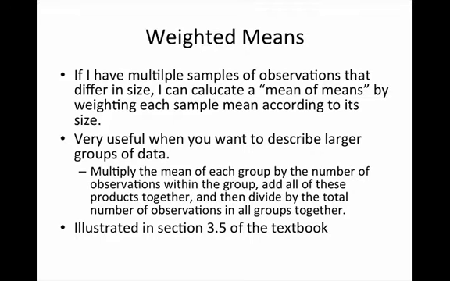So if I have multiple samples of observations that differ in size, I can calculate a kind of mean of the means, where I add up all of the averages of all of my samples and divide by my total number of samples. This is very useful when I want to describe much larger groups of data.